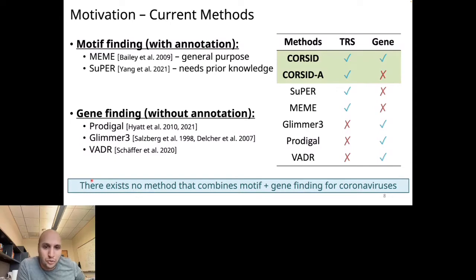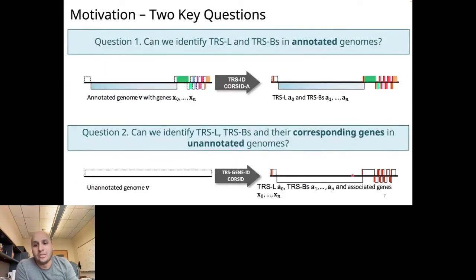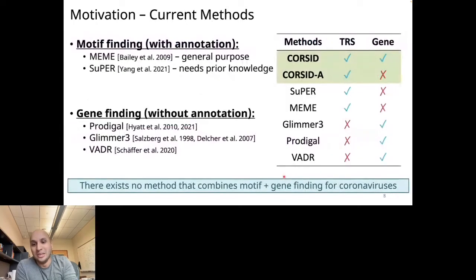And in terms of question two, finding genes, there are a lot of gene finding methods: Prodigal, Glimmer, and more recently VADR, which is specifically designed for viral sequences. So we saw a gap here. There was no method that combines motif plus gene finding for coronaviruses. And our hypothesis was that by looking at TRS sites as an additional source of signal, we should be able to find genes more accurately. So that's an additional source of information that can be used.